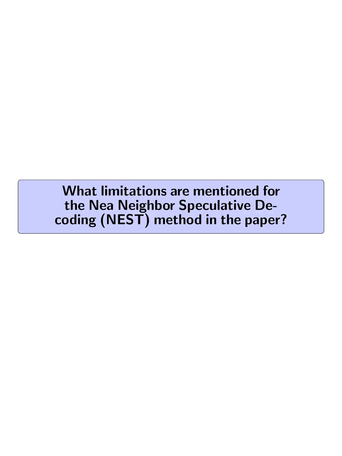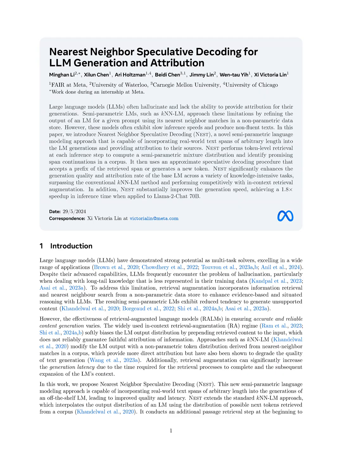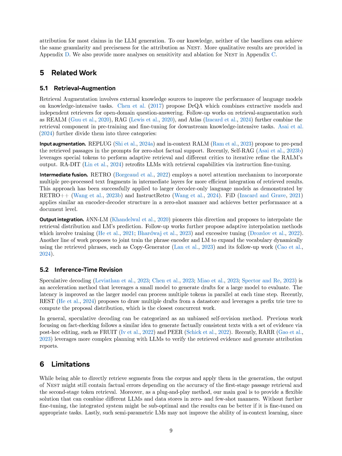What limitations are mentioned for the NEST method in the paper? The limitations include the potential for factual errors in the output depending on the accuracy of the first stage passage retrieval and the second stage token retrieval. Additionally, as a plug-and-play method, NEST aims to be a flexible solution that can combine different large language models, LLMs, and data stores in zero and few-shot settings, but without further fine-tuning, the integrated system may not be optimal.